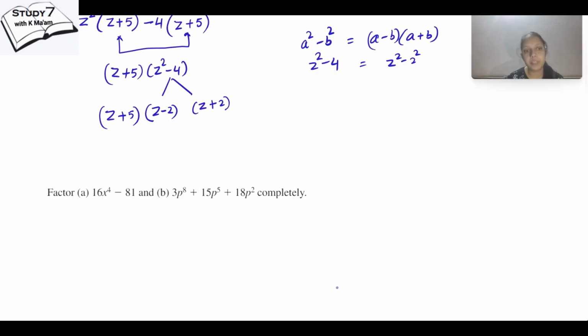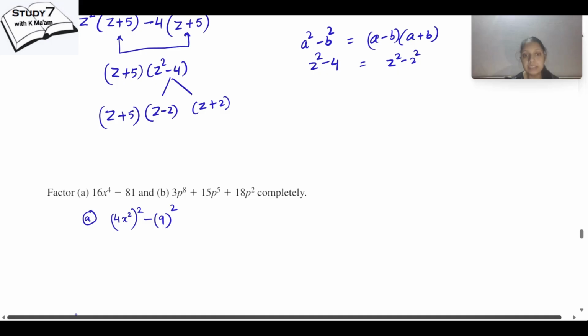Now look at this. Its power is 4. But we didn't learn any formula related to power 4 in factors. So can you rewrite it in power 2? 4 fours are 16, so 16 is 4 square. x power 4 can be written as (x square) whole square, and 81 can be written as 9 square. So now it's in the form a square minus b square, and you can use (a minus b)(a plus b).